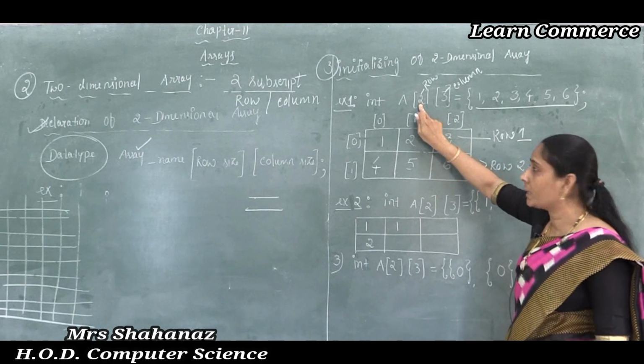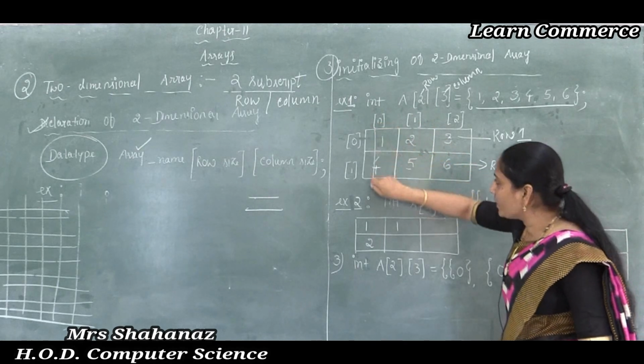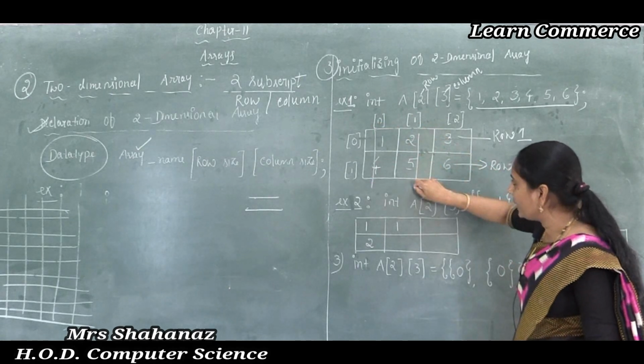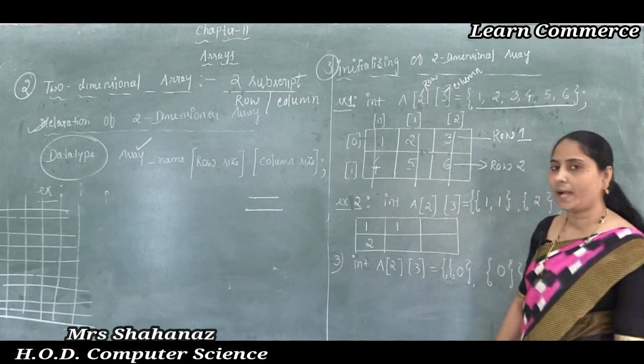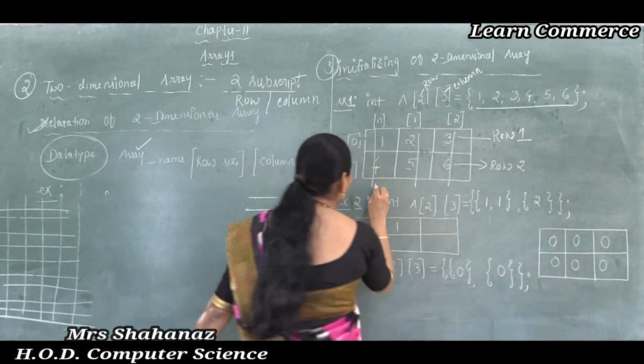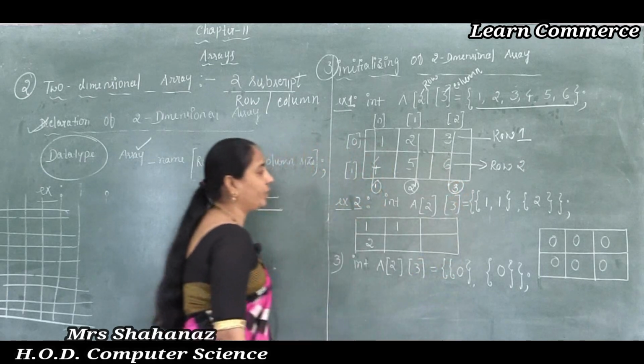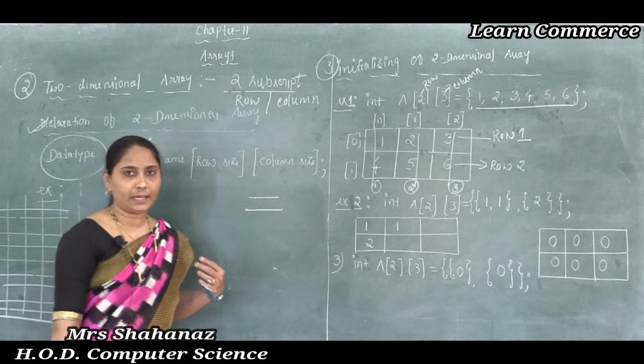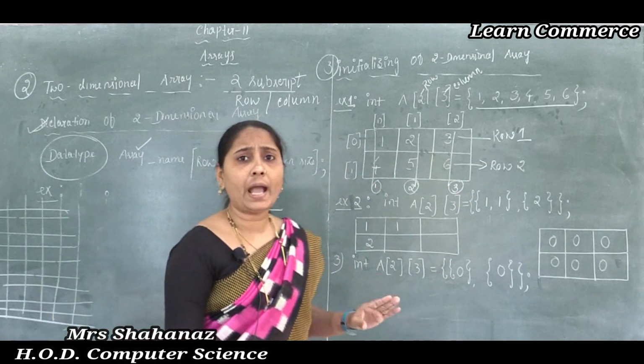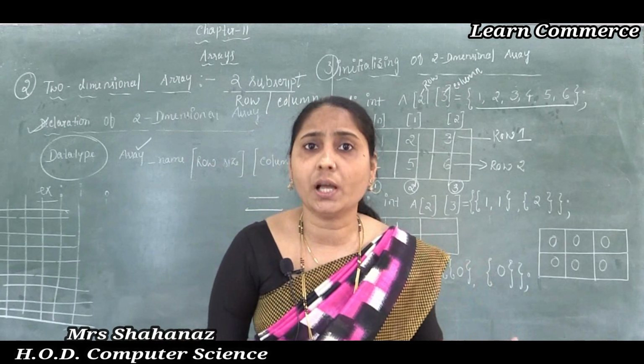How many columns are there? This one is the first column, this one is the second column, this one is the third column. As we know, the column moves from top to bottom. So totally how many columns are there? A has 3 columns. Clear this point here? 3 columns.